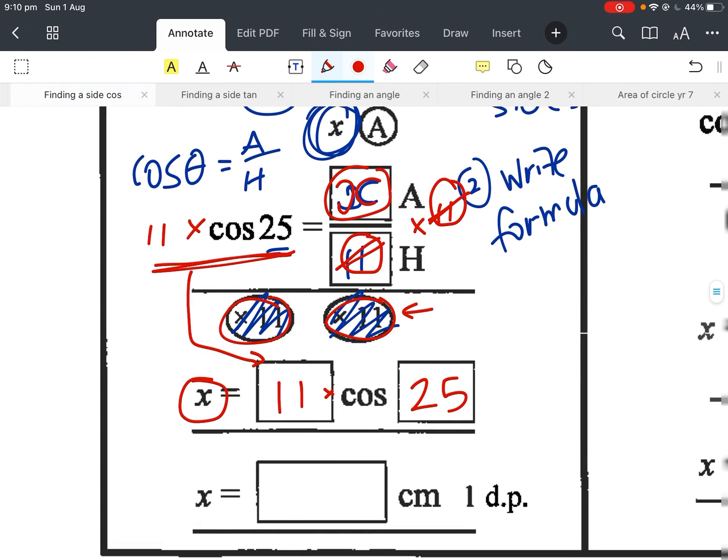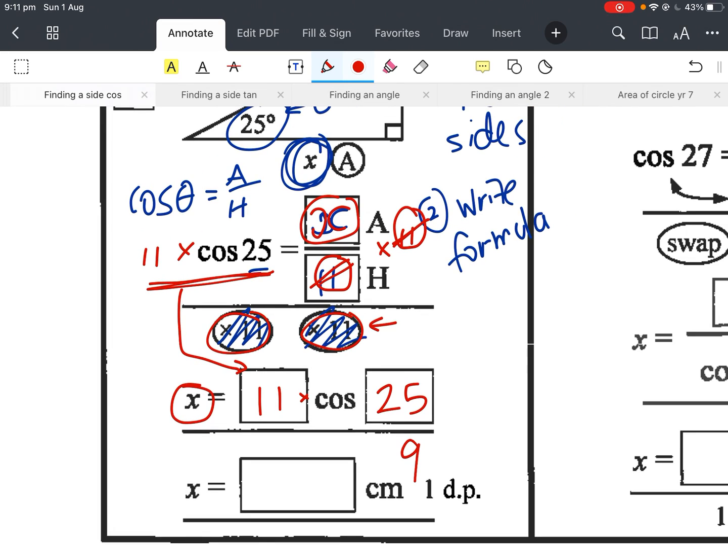So now I'm going to put that into my calculator. 11 times cos 25, close my brackets if they open, and I get 9.969. But I only want it to one decimal place.